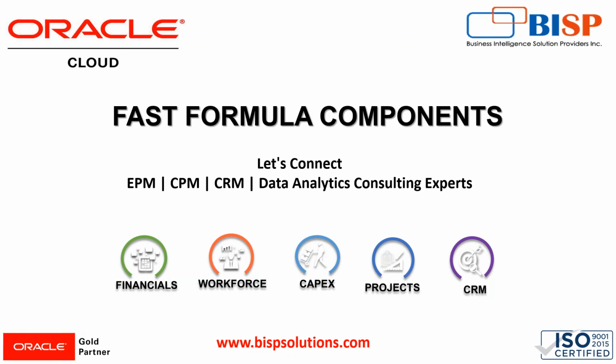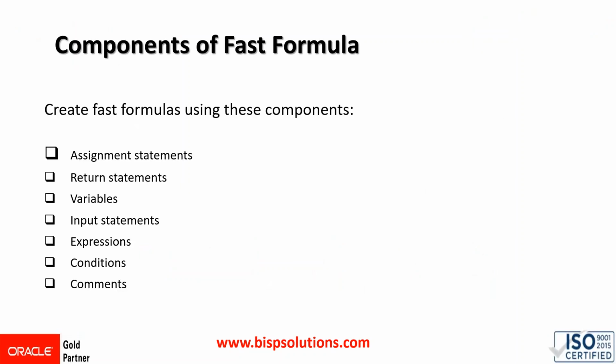So what components do we have in our fast formula? Here is the list of the available components. First we have the assignment statements, return statements, variables, input statements, expressions, conditions, and comments. These are all the components of fast formula. We are going to elaborate each and every component individually. Firstly I will explain the assignment statement.